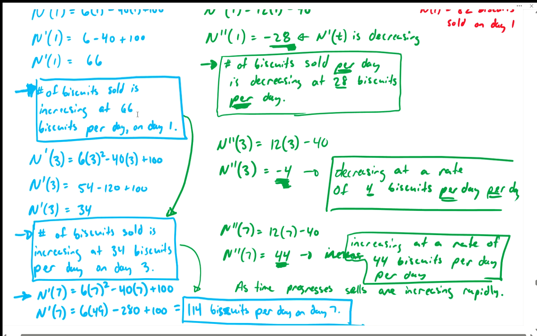So again, we can see it here in the blue boxes, 66 to 34, and then, oh yeah, now we're much higher because our second derivative was getting bigger.